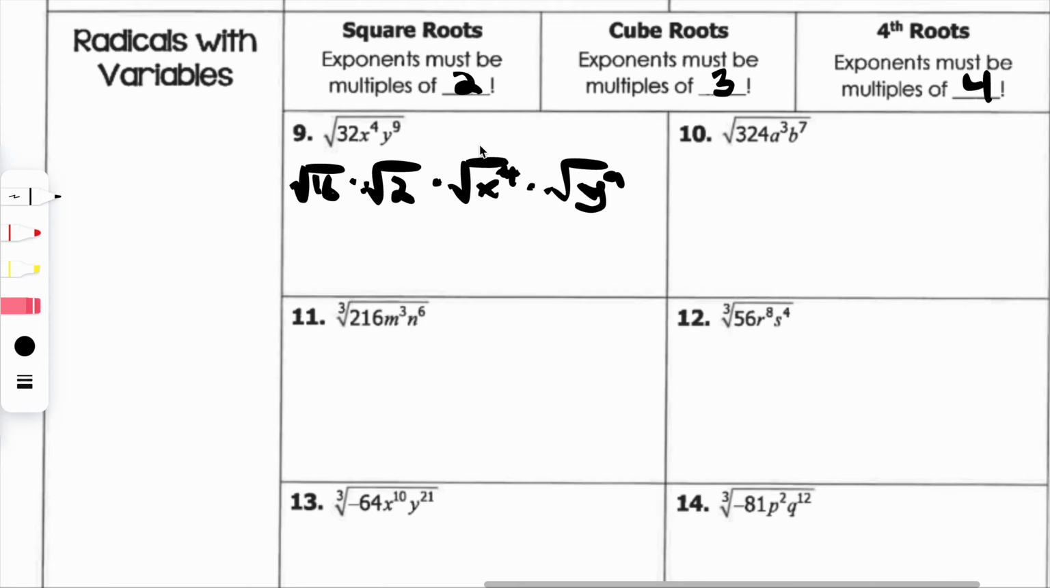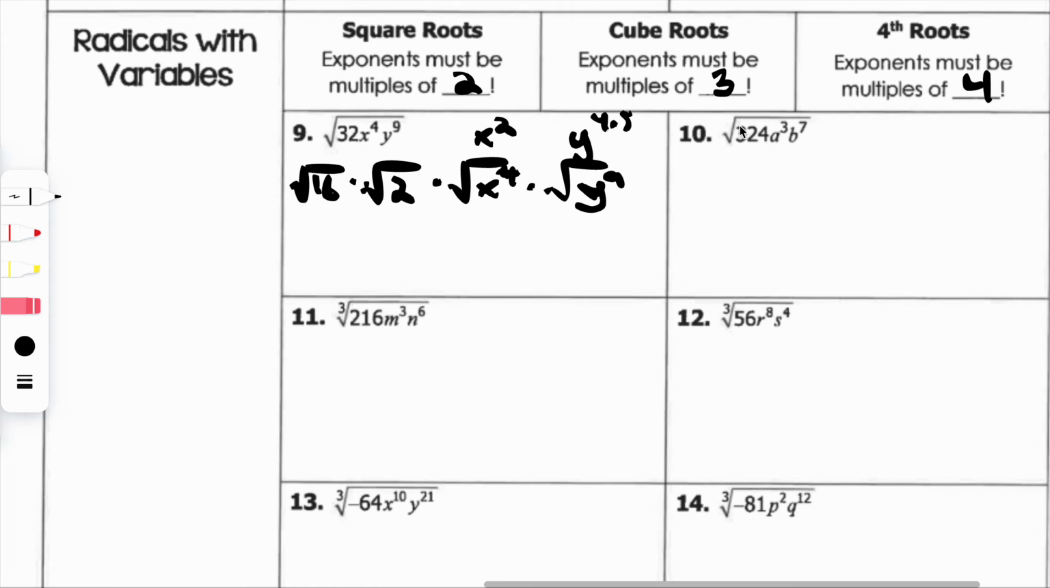Okay? So, the square root of x to the 4th, what that's doing is essentially dividing our exponent by 2. That's what the square root is doing. So 4 divided by 2 is 2. So we're going to say that's equal to x squared. 9 divided by 2, well, that's going to be 4.5. So this is going to be y to the 4.5.